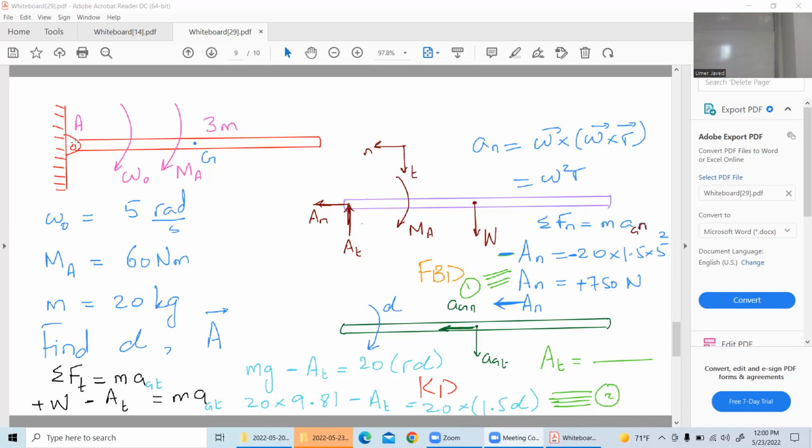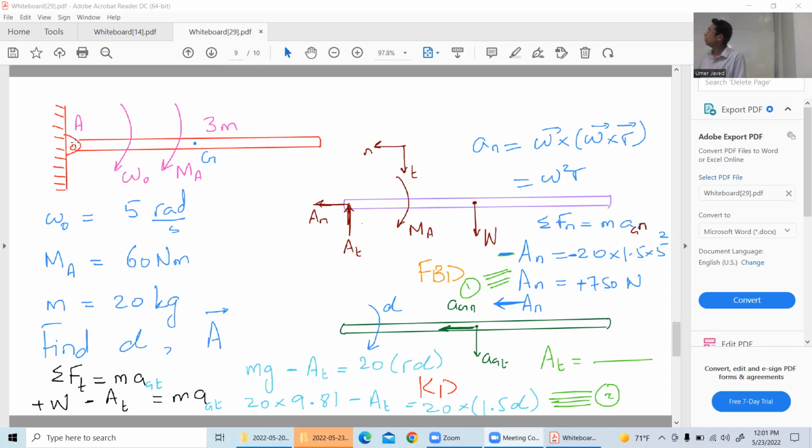No. The answer is no. Why? Because this is not structural mechanics, statics. This is not like a rod with 20 into 9.81 acting here. What will be the reaction of the pin? 20 multiplied by 9.81? No, the rod is rotating. This is a dynamic problem. When the rod is rotating, then the AY reaction is 20 into 9.81.